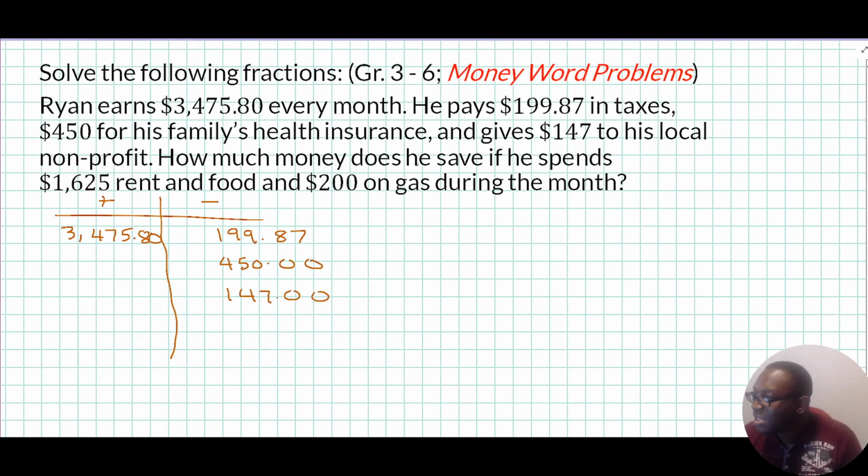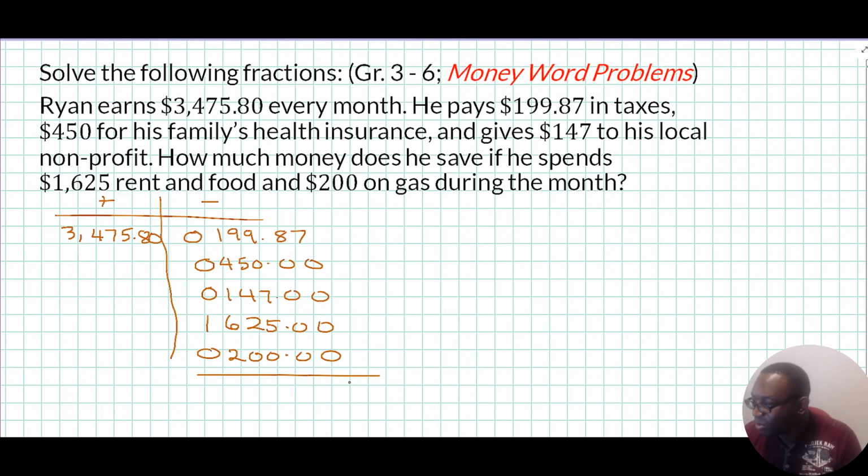How much does he save if he spends, so this is also money that is going away, $1,625 on food and $200 on gas. What I like to do, as often as possible, is make sure that all my numbers have the same number of digits. So if there are no digits, I put a 0 to the left to just close that up, if they're not all the same. So what I'm going to do now is add all of these numbers together.